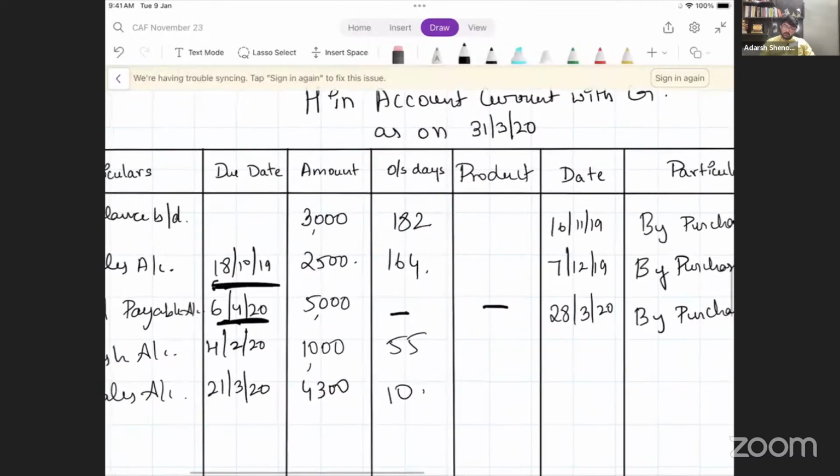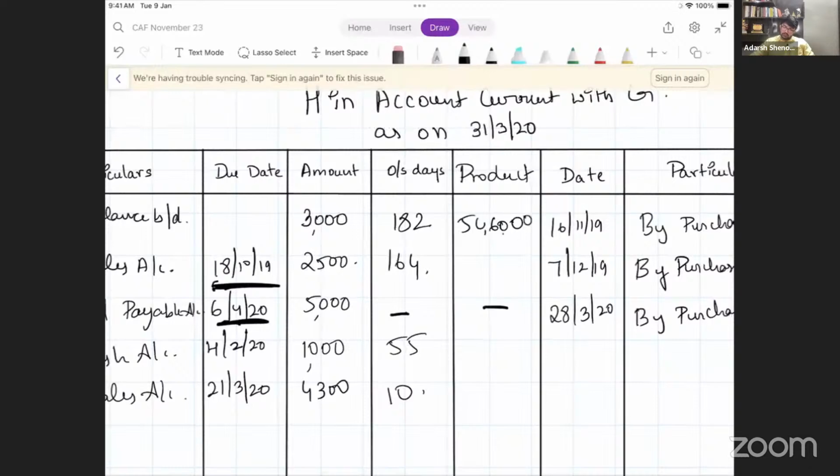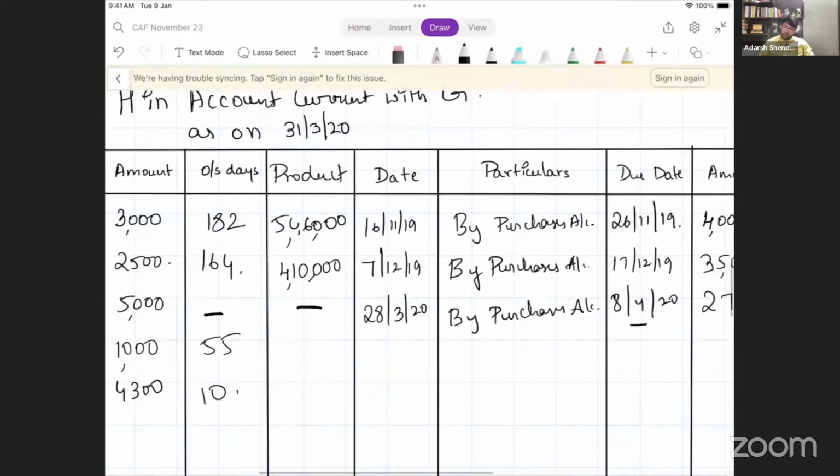Next, write the products. 3,000 into 182, 5,46,000. 2,500 into 164, 4,10,000. Next one, I don't write the product on this side. I write it on the opposite side.